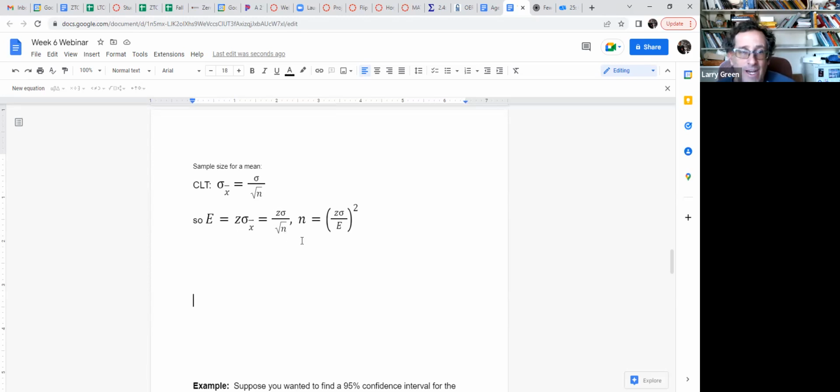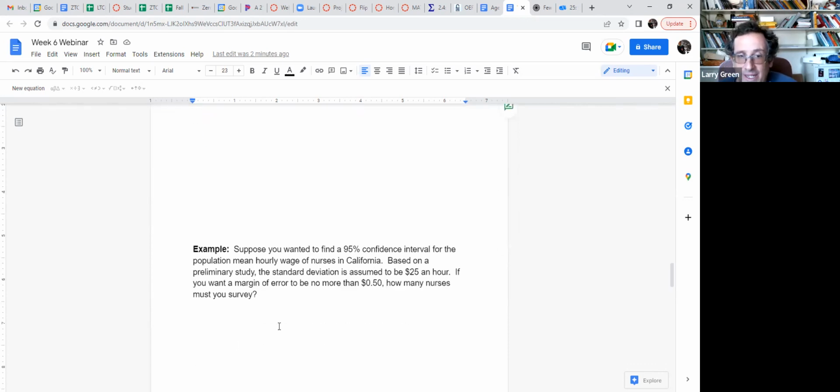And then, I'll just do this really fast, multiply left and right by root n, divide by E, and take a square of both sides. And you get n equals Z sigma over E quantity squared. So algebra. Any questions on this formula right here? Okay, so now I can do an example.